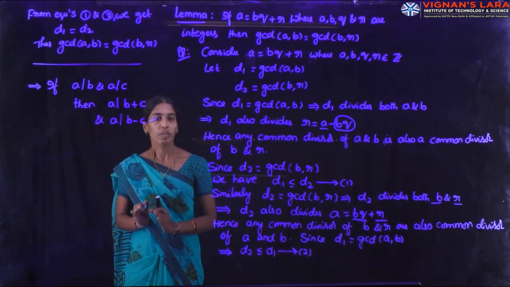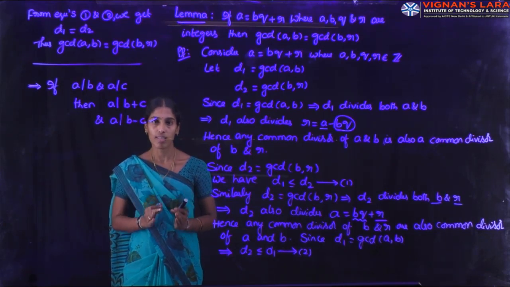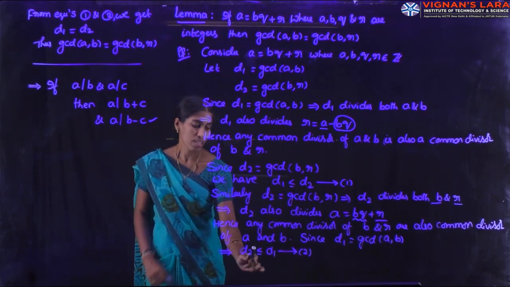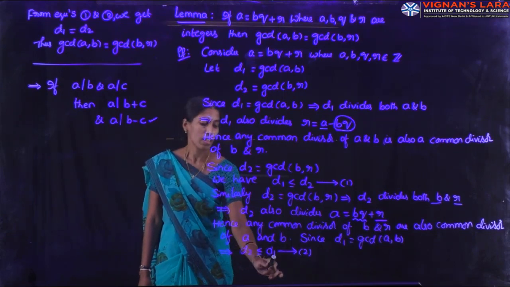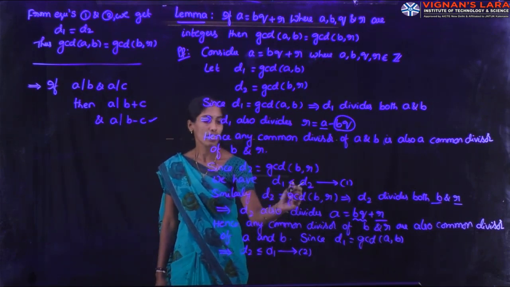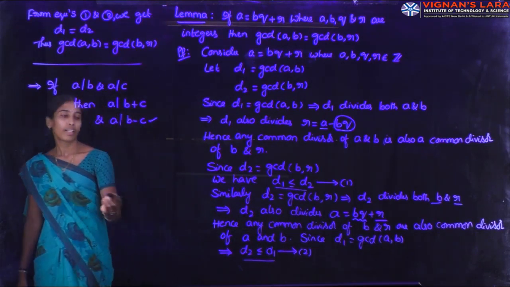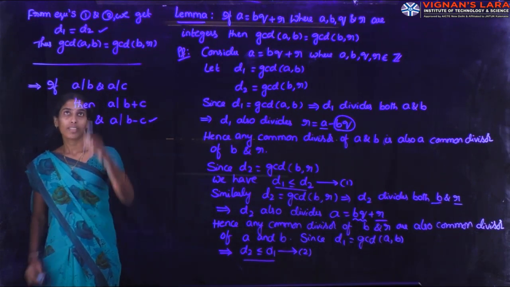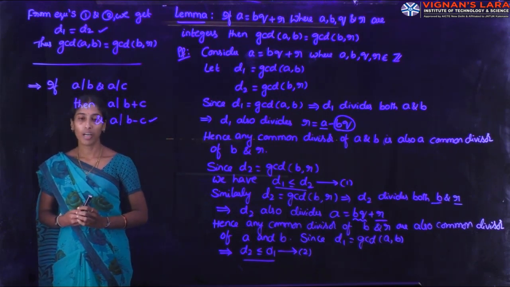So what is the relation between a common divisor and the greatest common divisor? It is the greatest, the largest among all common divisors. So D2 is a common divisor and D1 is the greatest common divisor, so D2 is less than or equal to D1. From equations 1 and 2, we have D1 less than or equal to D2 and D2 less than or equal to D1. From these two, we get D1 is equal to D2. So GCD of A, B is equal to GCD of B comma R.